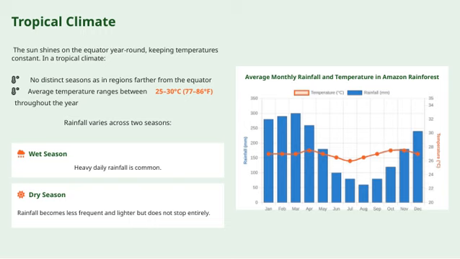Looking specifically at the Amazon rainforest, the average monthly rainfall and temperature showcase this pattern beautifully, illustrating how these consistent conditions sustain one of the most diverse ecosystems on Earth. This tropical climate is really the backbone of the rainforest's incredible biodiversity.